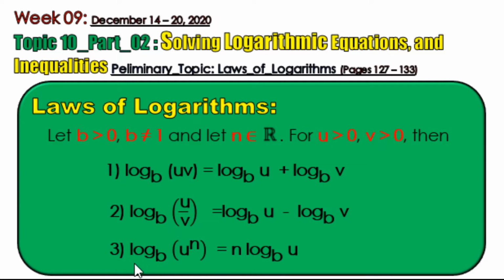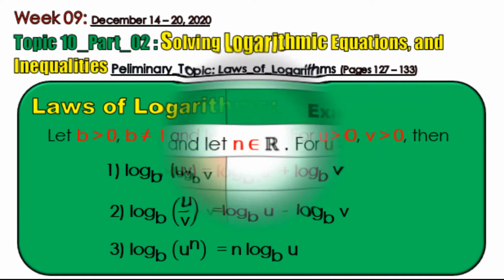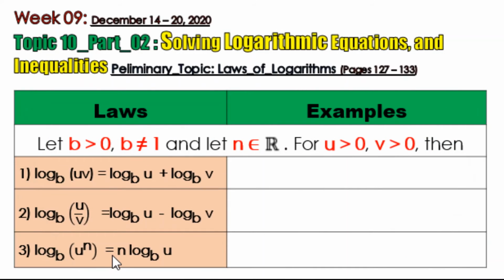And the third law, we have the logarithm of u raised to n to the base b is equal to n times the logarithm of u to the base b. So in this law, we take the exponent and make it a multiplier of the logarithm of u to the base b. Okay? Now let us have an example of each of the laws.